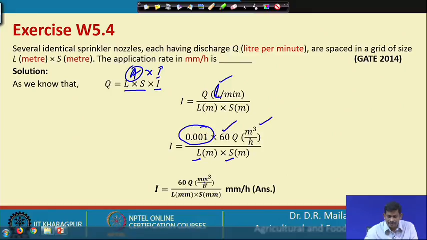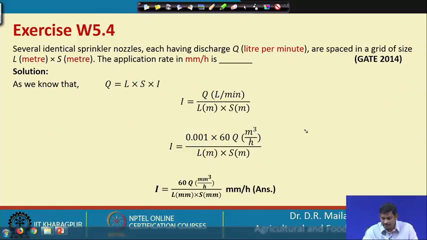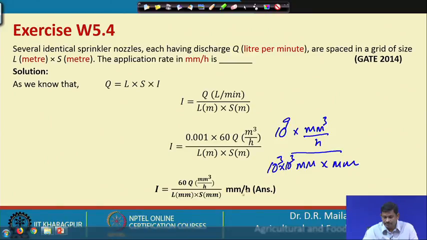Okay. So, now 60 into Q divided by L into S, where L and S are in meters. Since everything is in meters and hours, now convert this into mm. So, 0.001 into 60 meter cube, if you want to convert this into mm, this will be 10 power 9 mm cube per hour, and here 10 cube into 10 cube. So, ultimately you get 10 cube, because the 10 power 6 cancels out.